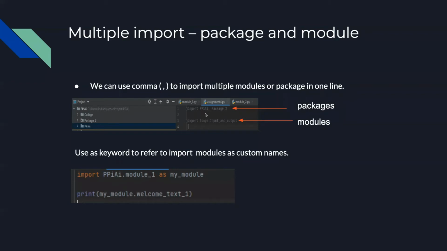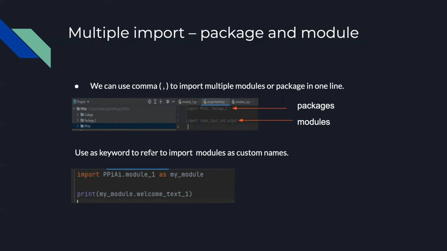Generally, it's best practice, though, to separate them out into multiple import statements. It doesn't hurt the functionality of your file to have import PPiAI on one line and then import package 2 on another line. This is just something that we want you to be aware of. And just to call out, this is importing packages up here. And then down here, we're importing modules, because remember, loops and input and output are files that are at the same level as our assignment 4.py file. So that makes those modules because they're just simple Python files as opposed to a directory of files.